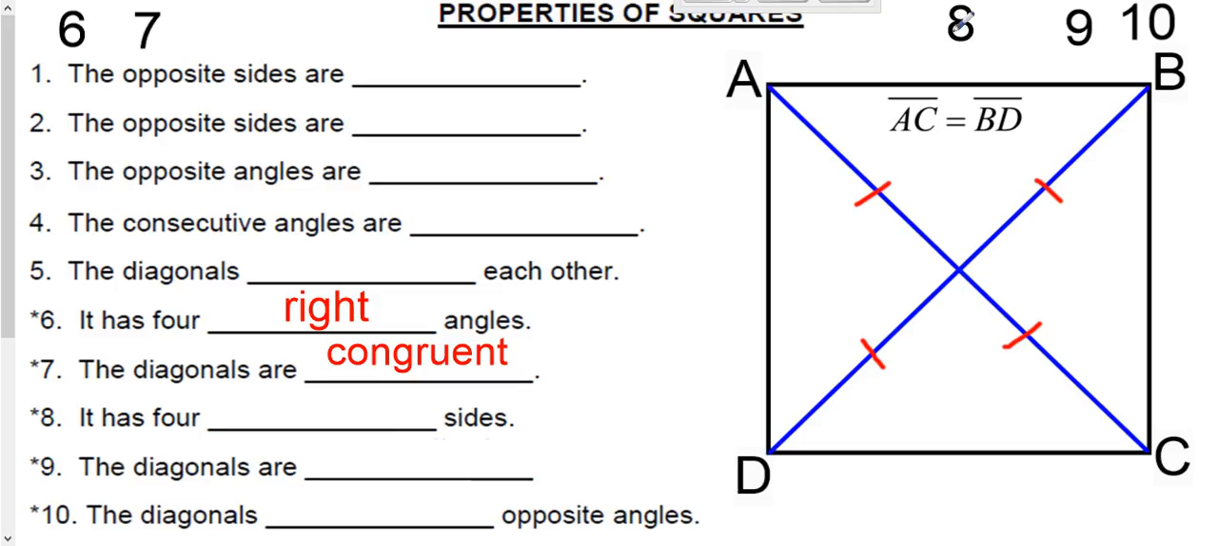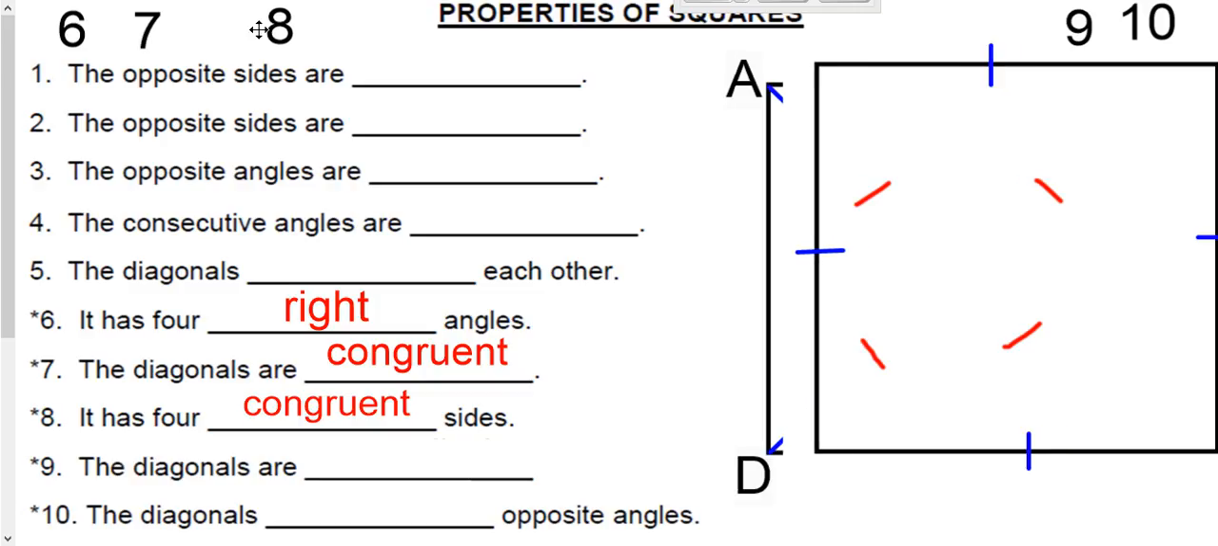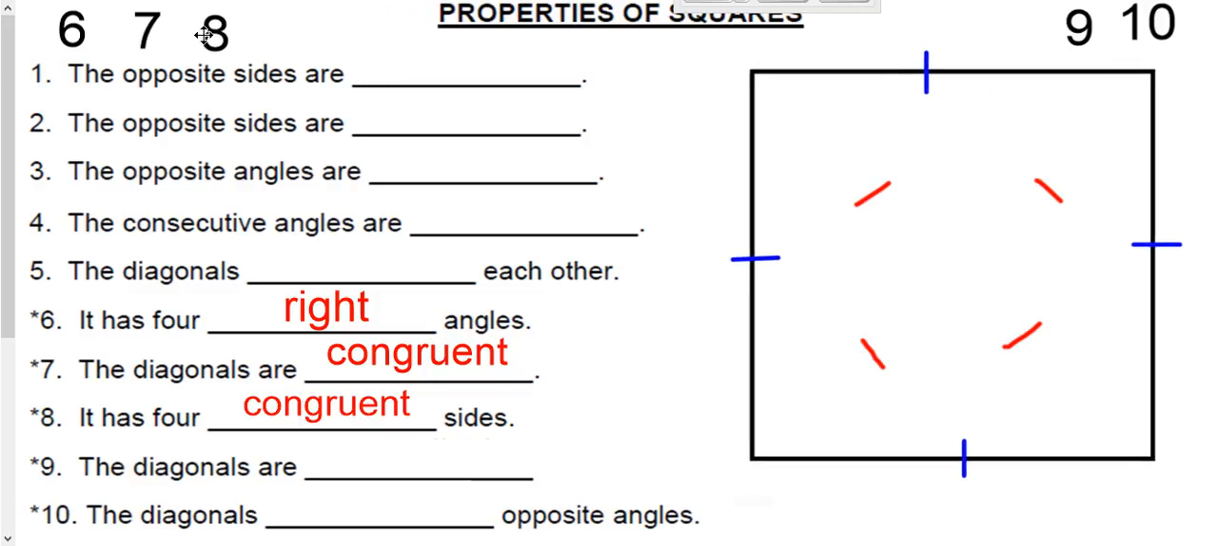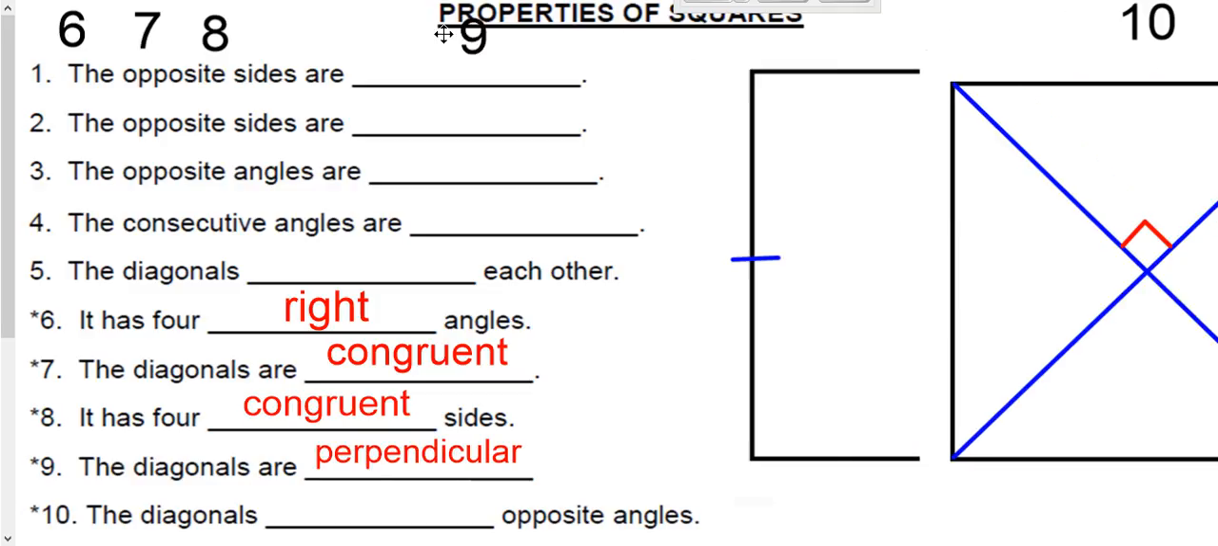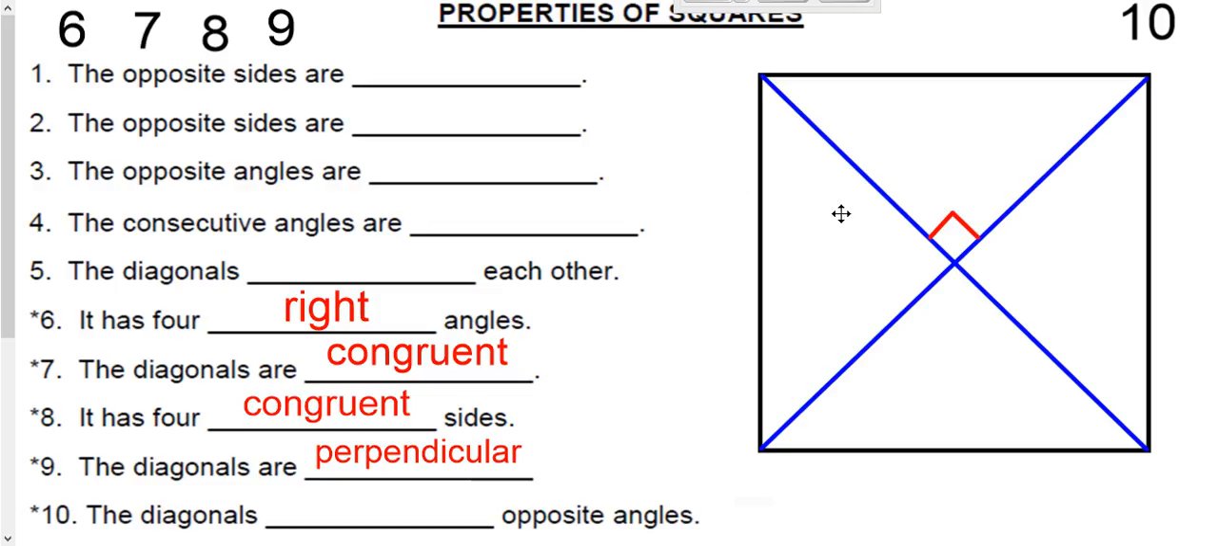Next, property number 8. It has 4 congruent sides. Again, that's part of the definition of a square. So all these sides have little congruent marks. Sorry, those are left in there. Let's get rid of that. Alrighty. So all 4 sides are congruent. Number 9, similar to a rhombus, these diagonals are perpendicular to each other, just like in a rhombus. So they make the 90-degree angles here on the inside. All 4 of these angles where these two meet are 90 degrees.